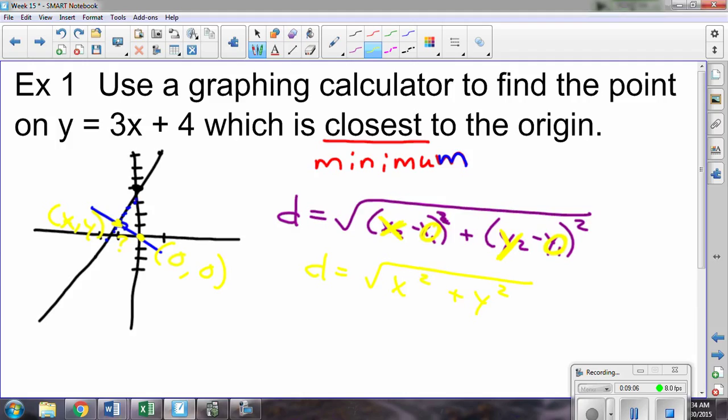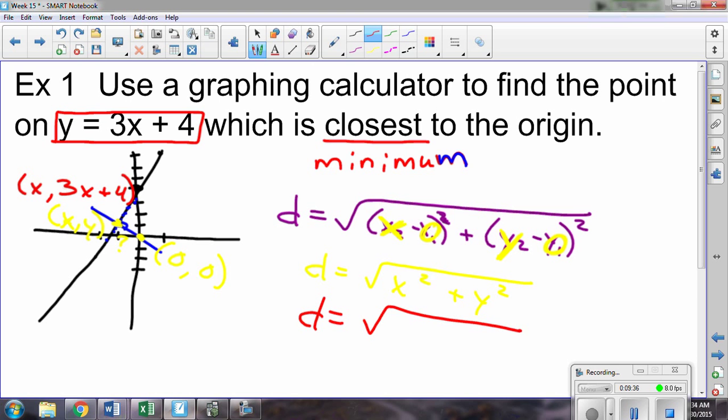Well, one of the things that we should also observe, we know the value of y. We have an equation: y is equal to 3x plus 4, so we can make that substitution. This isn't just the point (x, y). Because it's on the line, it has to be of this format. We'll make that substitution and say distance is equal to the square root of x squared plus y squared. And we now have something that we can put into our calculator.